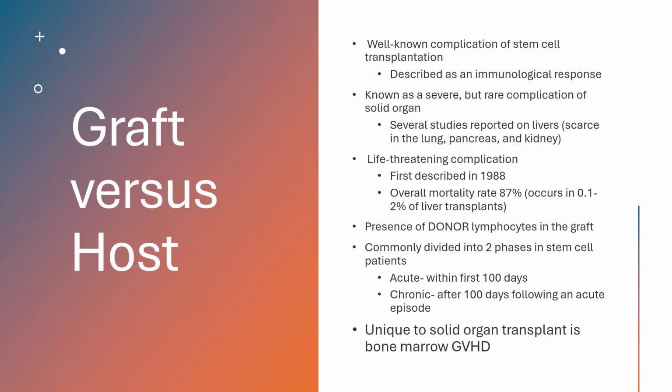It's defined as the presence of donor lymphocytes in the graft, and it's commonly divided into two phases in the stem cell patients. The acute phase, which happens within the first 100 days of allograft transplant, and then the chronic phase, which happens 100 days following an acute episode. One thing that is really unique to the solid organ transplant patient is that there can be bone marrow involvement in graft versus host. And the thing that I think is interesting is that patients that have bone marrow transplants that get graft versus host can have liver involvement. So it's kind of one of those swap-aroos that's happening there.